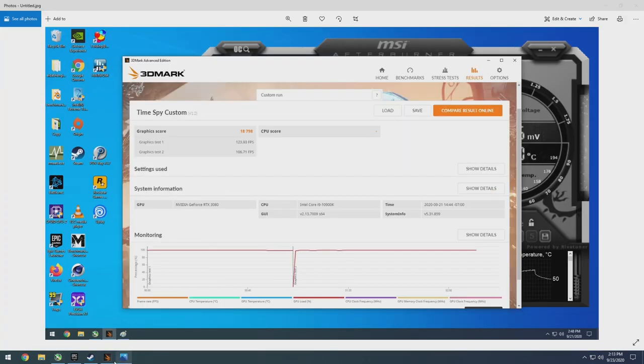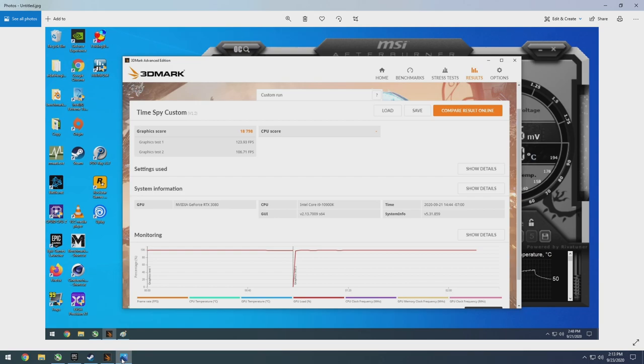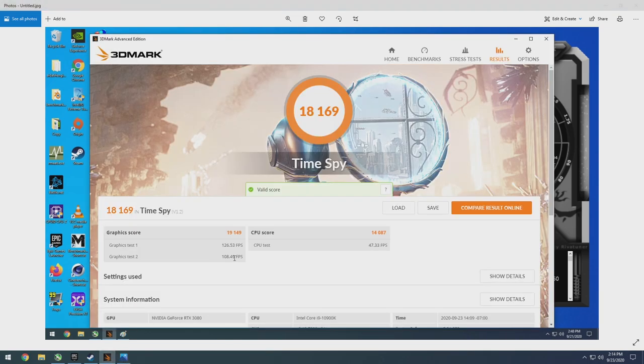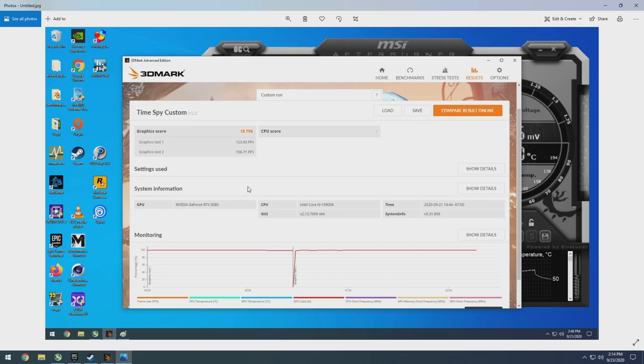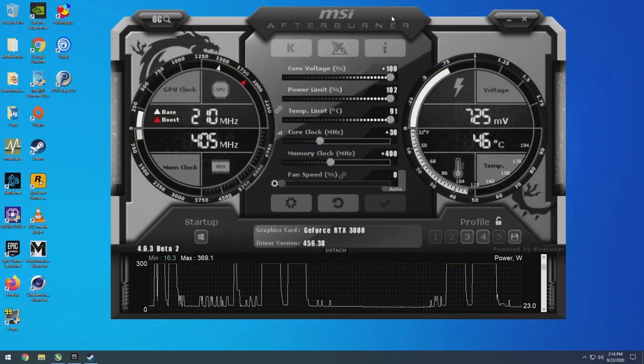So now the benchmark is complete. We can see my old score was 18,798. And the new one is 19,149. So it's not a big difference. If you go back to frame rate, 126.53, 123.93, 108.49, and 106. So we gained like 2 frames a second, and this is pretty standard. So if you're really into tweaking your video card, that's pretty much what you're going to get out of it.